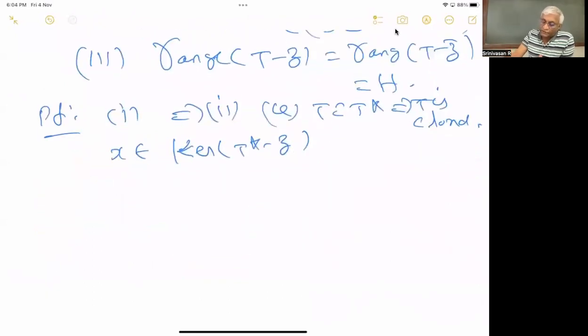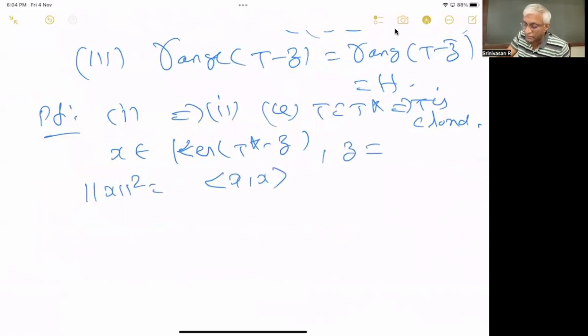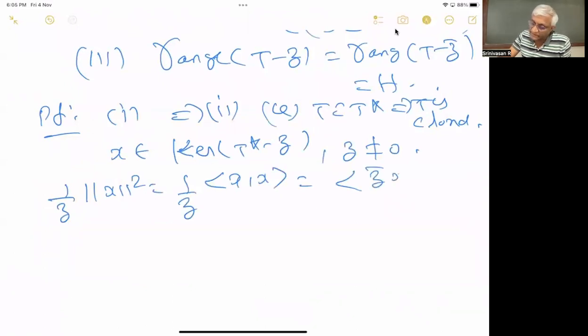Let x be in the kernel of T star minus z. Then we want to prove x is equal to 0. So we will prove norm x squared equals 0, which is (x, x). And z is not equal to 0, of course, because it has a non-zero imaginary part. So you can write it as 1 by z, which is equal to z bar, conjugate linear in the first variable, (zx, x). Which is equal to, but it is in the kernel of that, so this is equal to T star x. And T and T star coincide, we are assuming T equals T star.